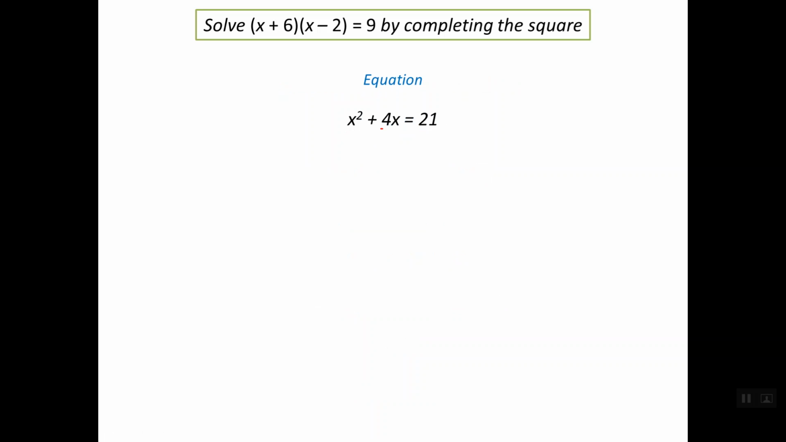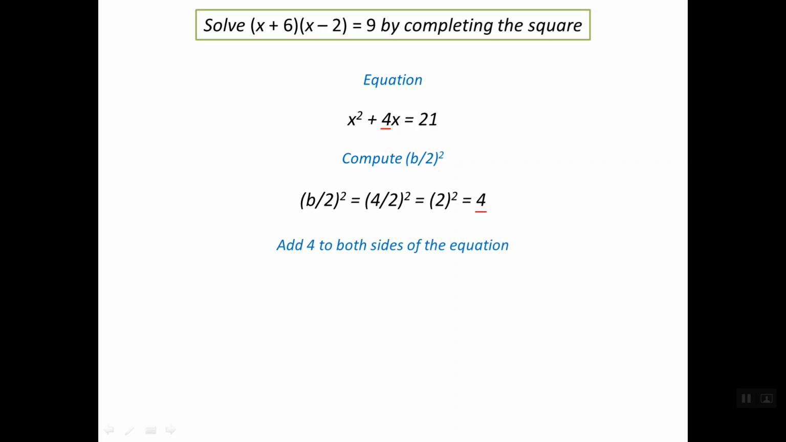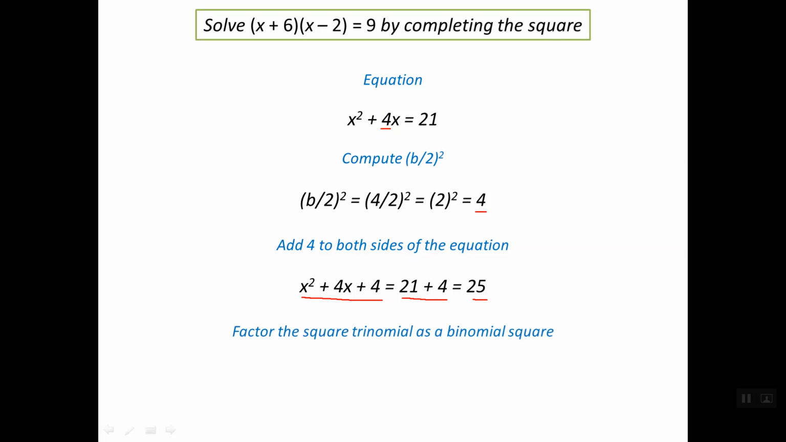Now we should compute for the square of half b. The value of b, which is the coefficient of x, is 4. So 4 divided by 2 all squared is equal to 4. Now we should add this 4 to both sides of the equation. So the left side becomes x squared plus 4x plus 4. And the right side becomes 21 plus 4, which is 25.